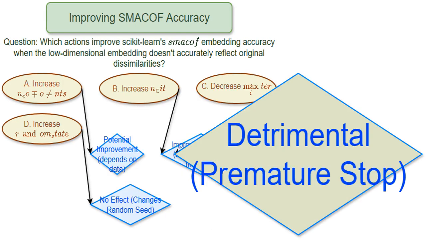Decreasing "max_iter" is harmful. "max_iter" sets the maximum number of iterations the algorithm runs. Fewer iterations mean the algorithm might not reach a good solution because it hasn't had enough time to fully converge. It's like baking a cake. If you stop baking too early, you'll end up with a half-baked mess.